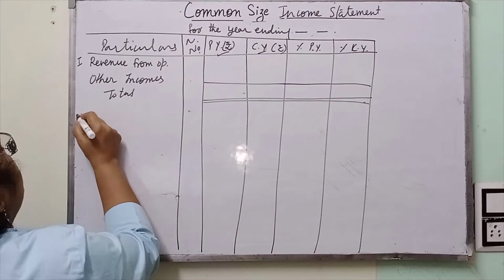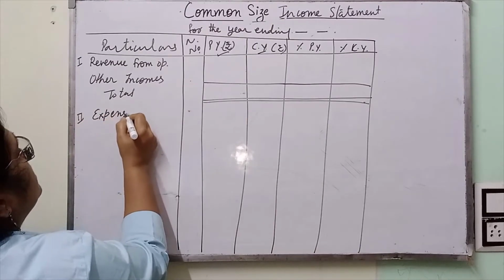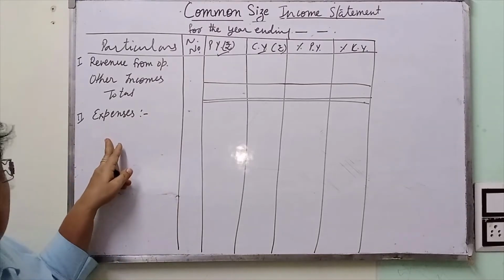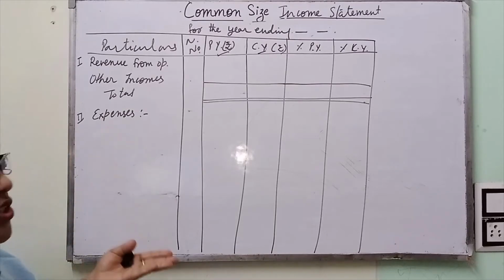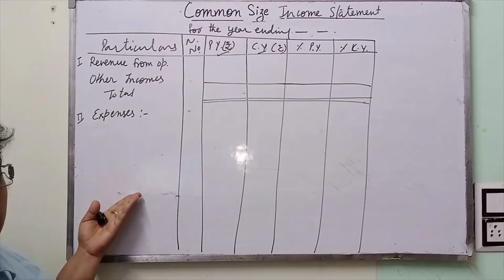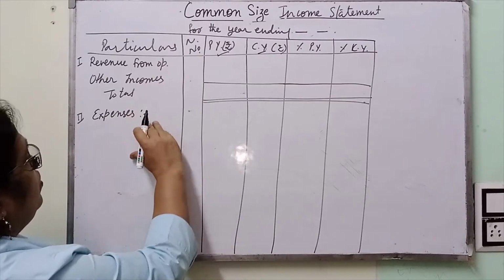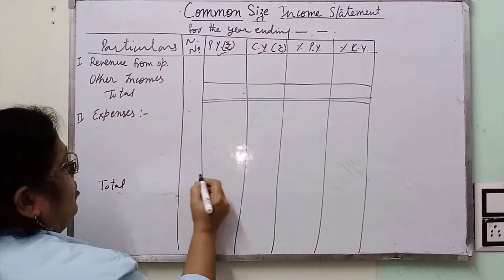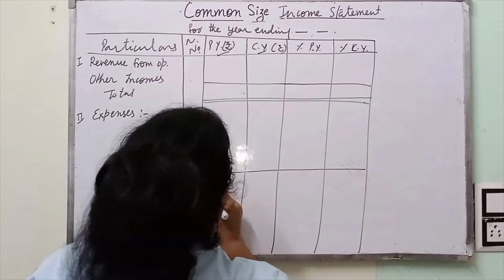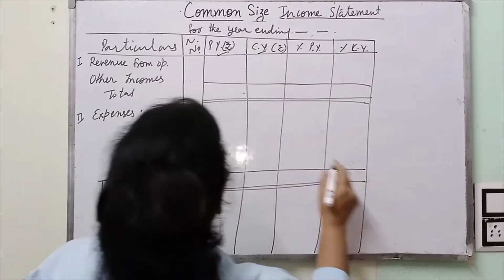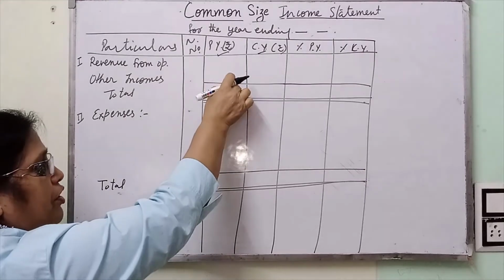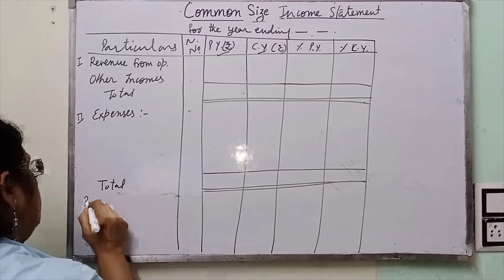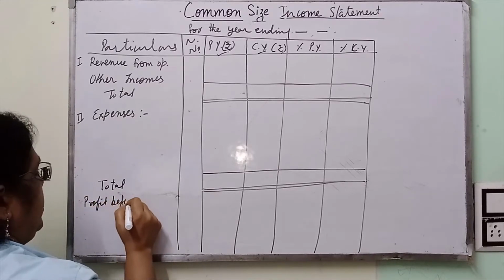After this, second, we have to calculate all the expenses. Expenses may include cost of material consumed, change in inventories, finance cost, depreciation and amortization, other expenses. Clear? After writing all these expenses separately, we have to make the total of all the expenses. Now, out of the total of revenue, we have to deduct the total of expenses, and we can calculate profit before tax.